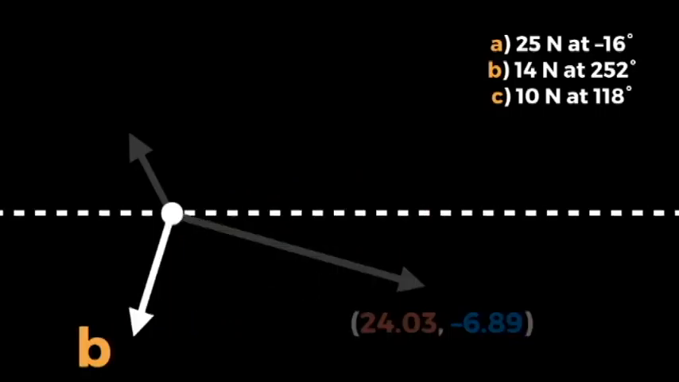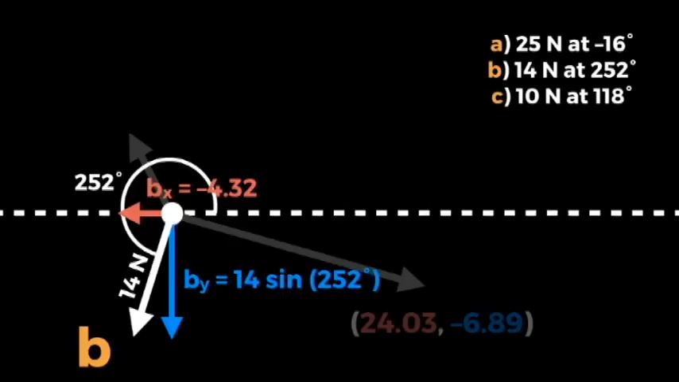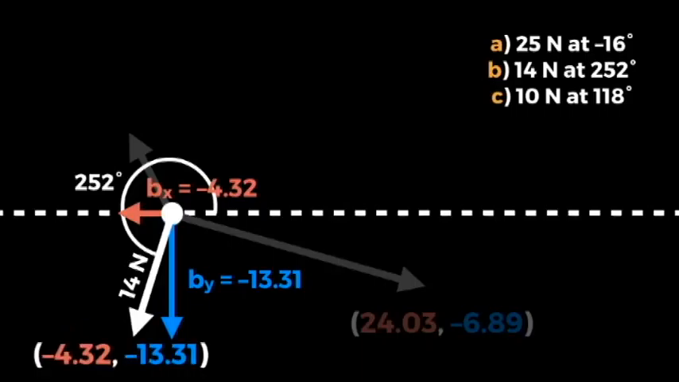The next vector, vector b, we can do the same thing. We can split vector b into its component vectors. B sub x equals r cosine theta, which is equal to negative 4.32, and the y component b sub y is equal to r sine theta, which is equal to negative 13.31. Again, we have b sub x and b sub y, which means we can find the ordered pair notation for this vector: negative 4.32, comma, negative 13.31.